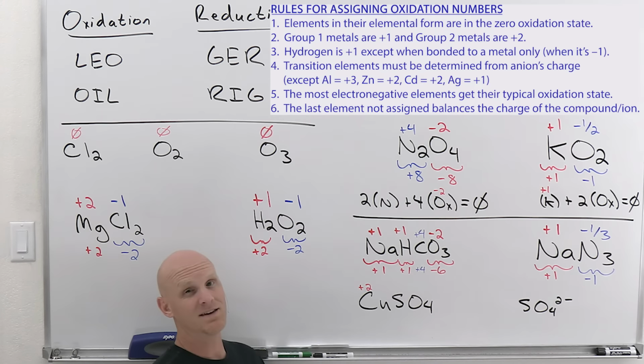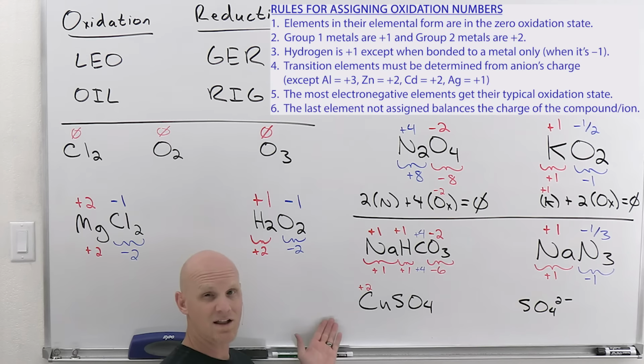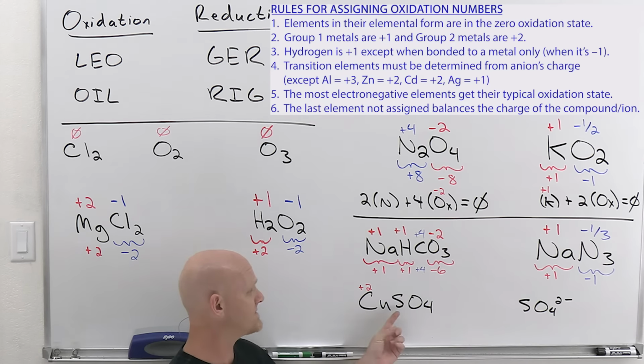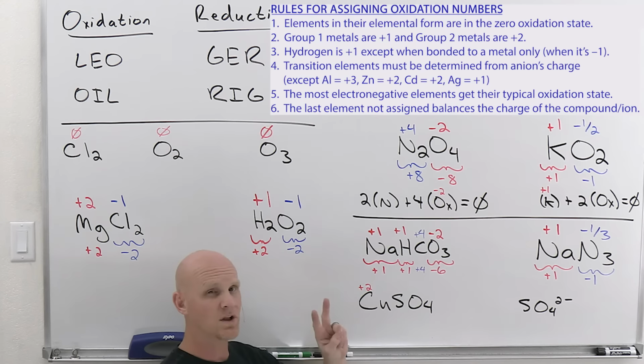So, but that's the key. You got to remember your polyatomic ions. If you have a transition element with a polyatomic ion, you're going to have to know that polyatomic ion's charge to figure out the transition element's oxidation number. All right, we're still not done, though. We haven't assigned sulfur or oxygen, so we still got 2 elements left.